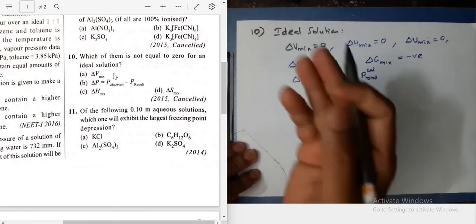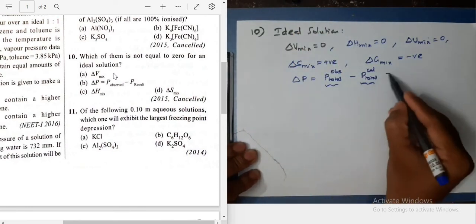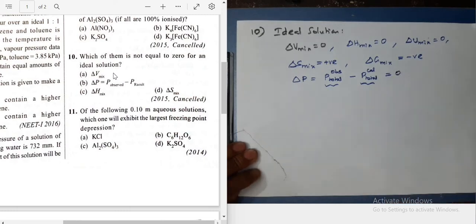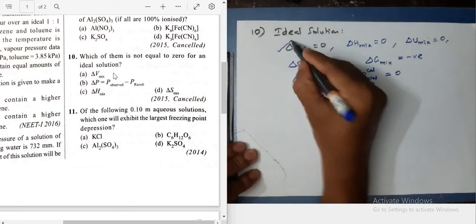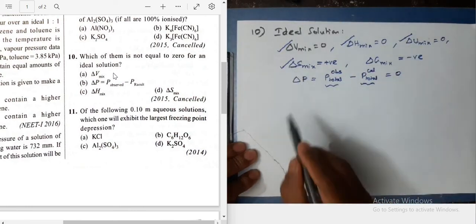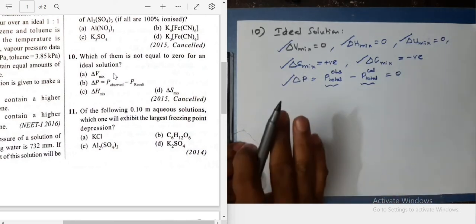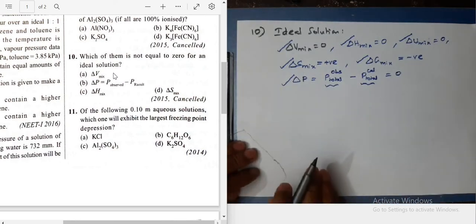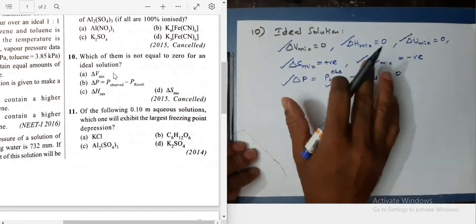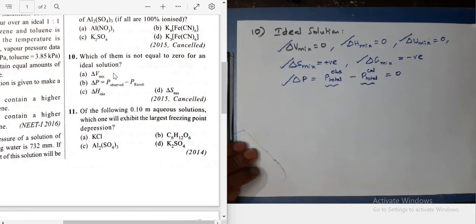Okay, and you know very well, for ideal solution these two are one and the same, so you will get the answer as 0. So delta V mixing 0, delta H mixing 0, delta U mixing 0, delta S mixing should be positive, delta G mixing should be negative, and delta P should be 0.